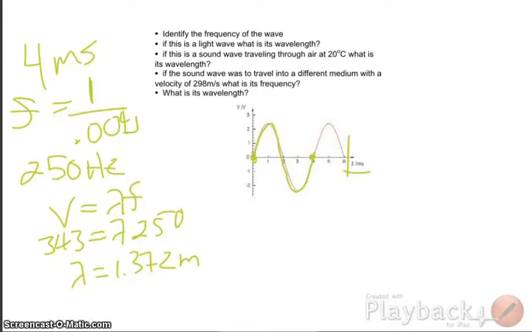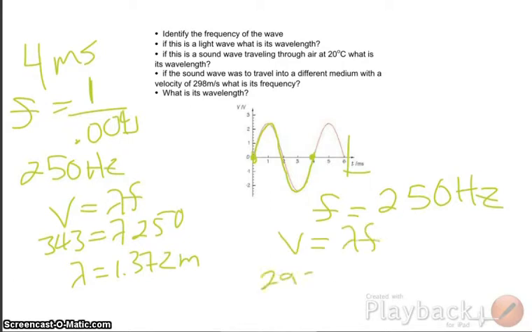If the sound wave is traveling into a different medium with a velocity of 298, what is its frequency? Frequency doesn't change when traveling into a different medium, so your frequency is still 250 hertz. But you do have a new wavelength. V equals lambda F. 298 equals lambda times 250. And your new wavelength is 1.192.